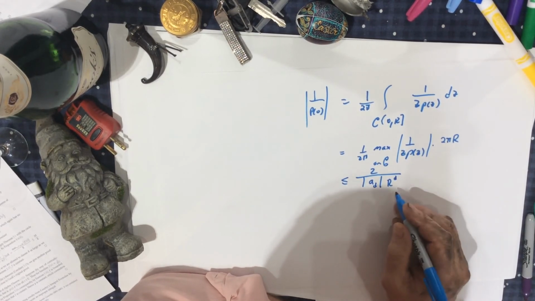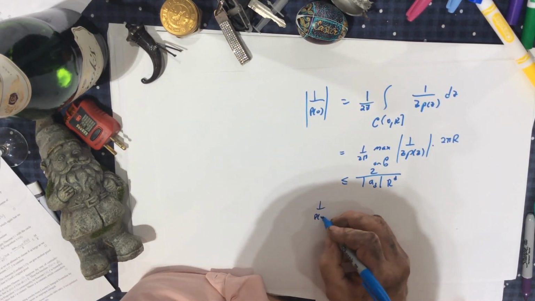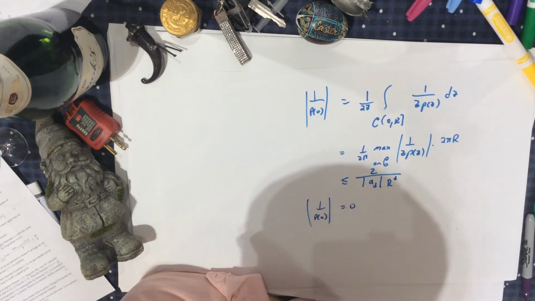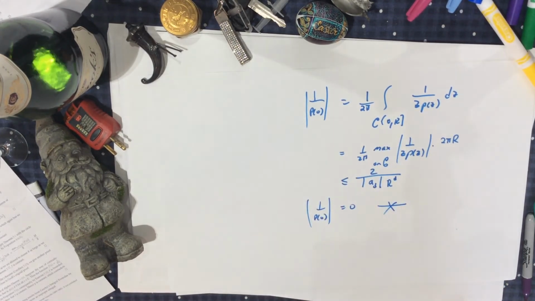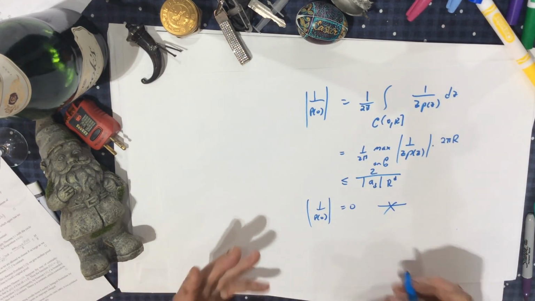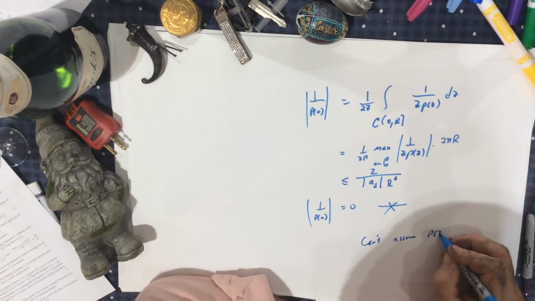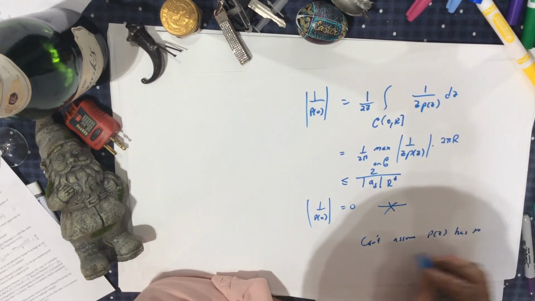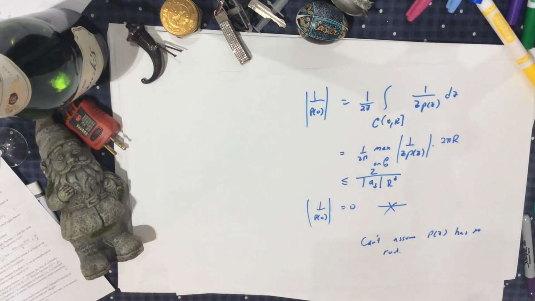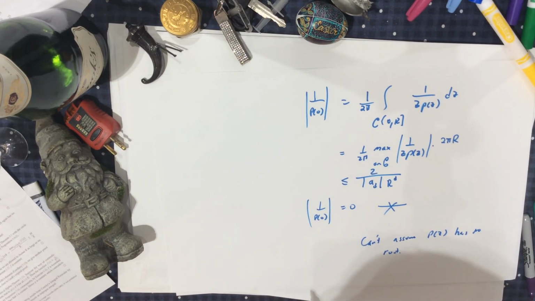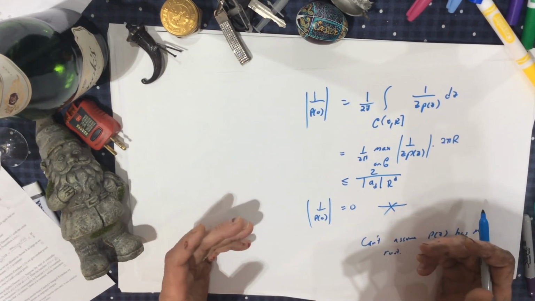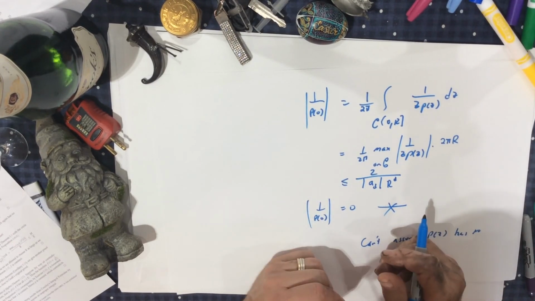And we said it didn't have a root. So that means 1 over p of 0 equals 0. And that's a contradiction. So what does this mean? It means we can't assume that p of z has no root. It leads to a contradiction. So every polynomial of degree greater than or equal to 1 in the complex plane has a root. And then you do long division, which produces a smaller complex polynomial.